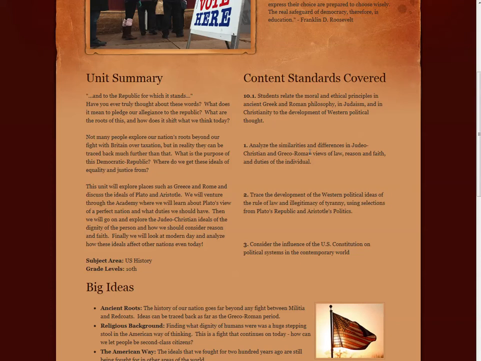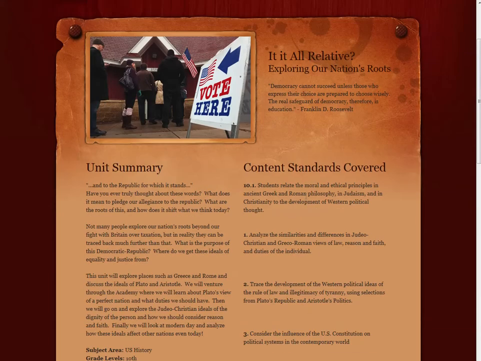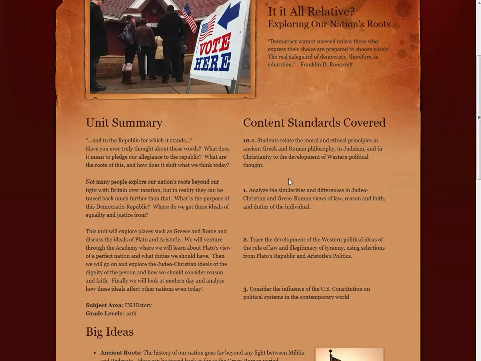But it talks about the influence that the U.S. Constitution and the nation had as an effect on other countries, on their political systems, and on their actual actions, whether it incited rebellions or revolutions or whatnot. So that's the content standard that I'm covering.